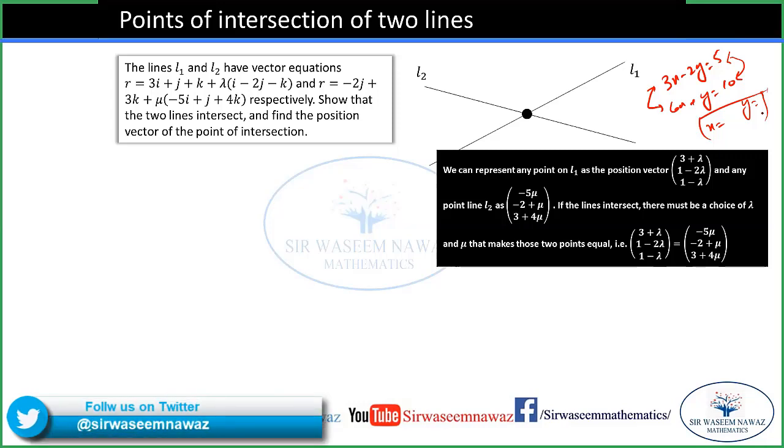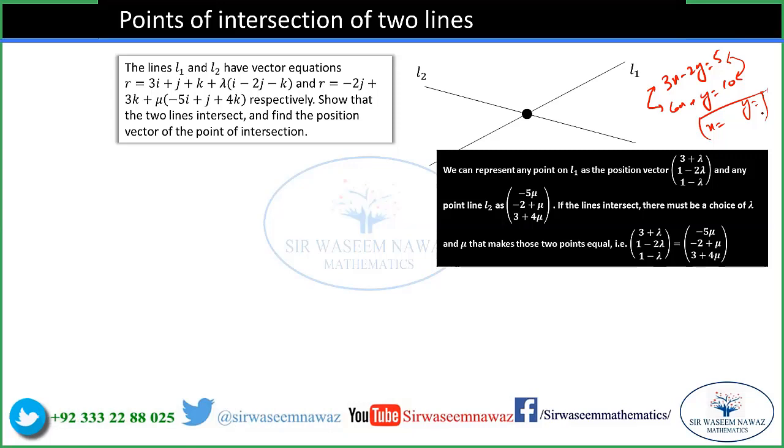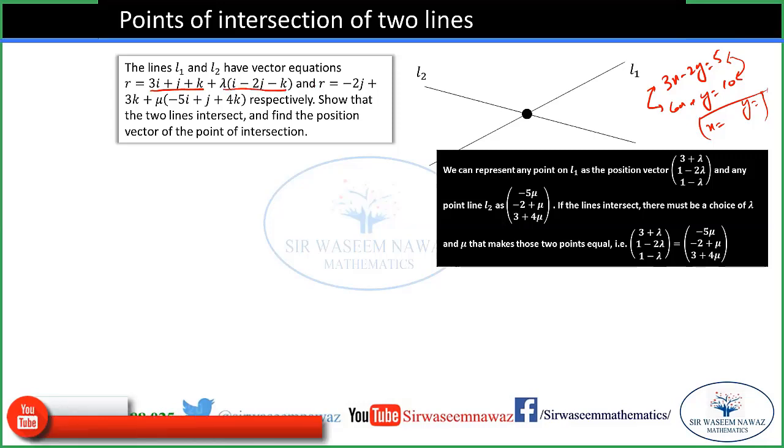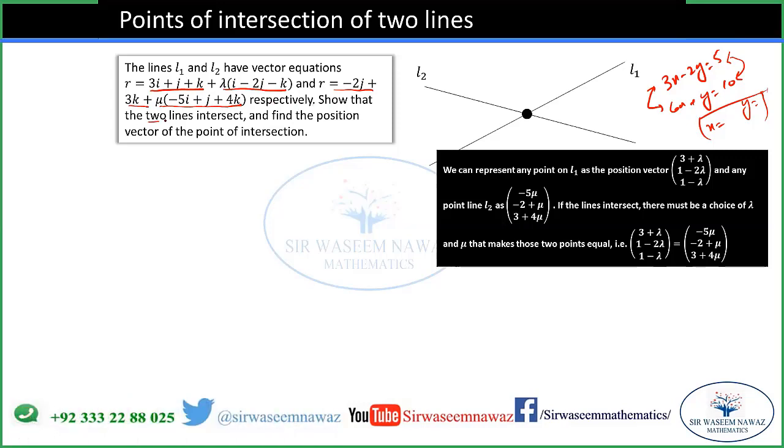The lines L1 and L2 have vector equations r = 3i + j + k + lambda times this, and r = this + mu times this one, respectively. Show that the two lines intersect. First we have to show that they intersect, and then find the position vector of the point of intersection.